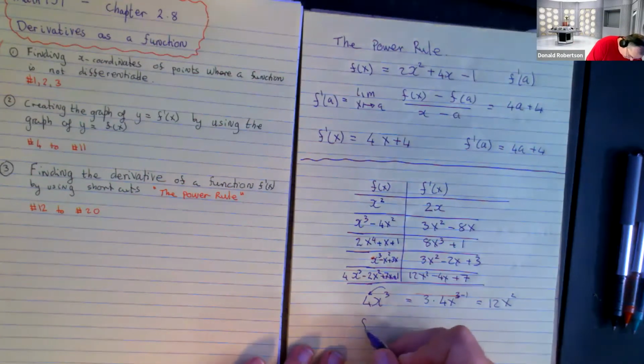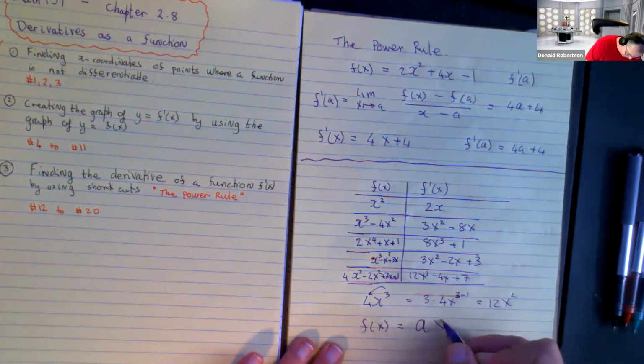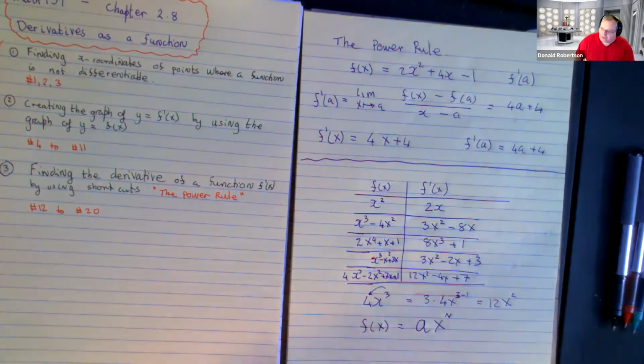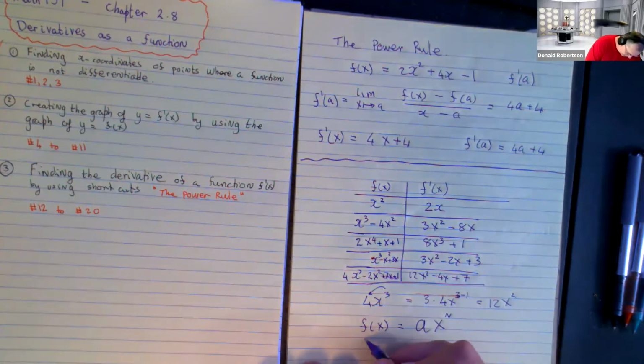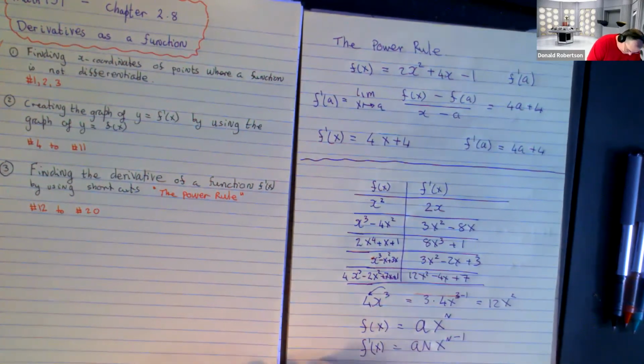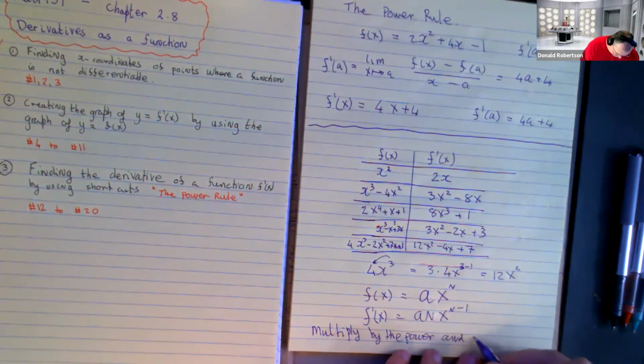And in general, we would write it in a more mathematical way like this. If you wanted to find the derivative of ax to the n, like 5x cubed, 4x squared, anything that's a polynomial, then its derivative is: multiply by the power and reduce the power by 1. That's what I say out loud. Multiply by the power and reduce the power by 1.